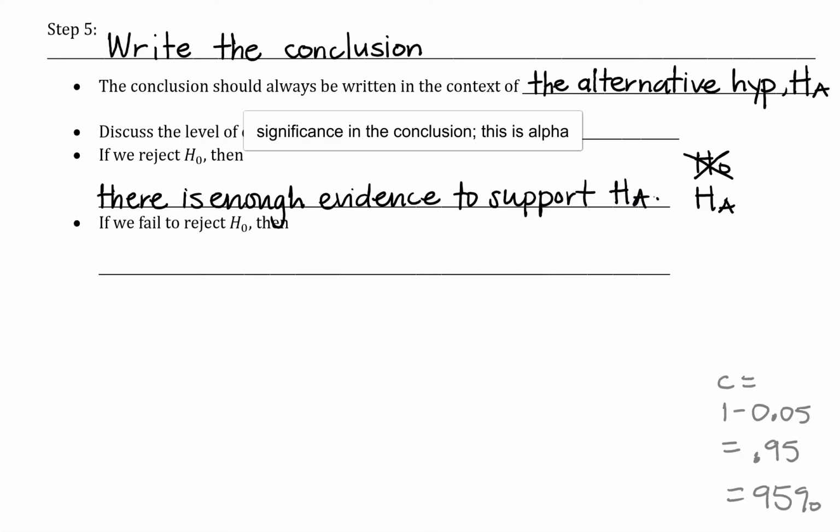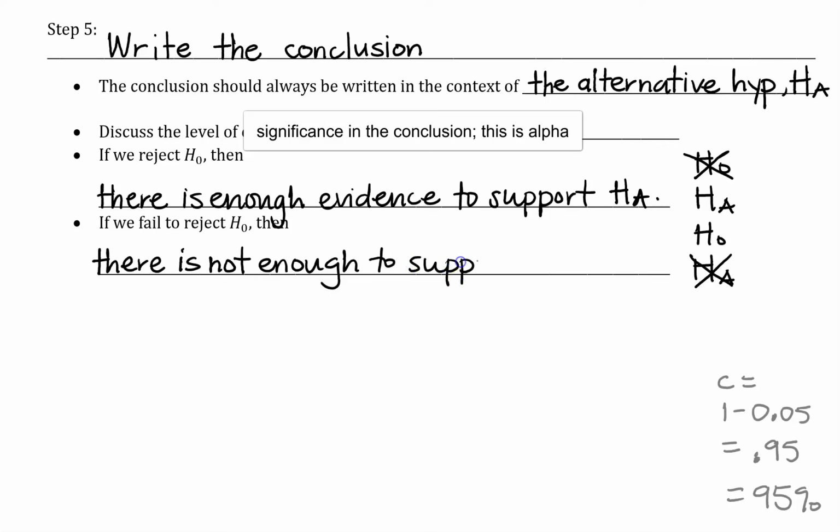If we have made the decision to fail to reject HO, so we did not reject HO, and then we rejected HA, then we say there is not enough evidence to support HA. So either way, we're always writing the conclusion in terms of HA. We write our conclusion in the context of the alternative hypothesis.